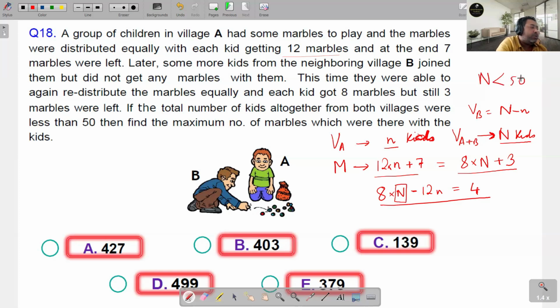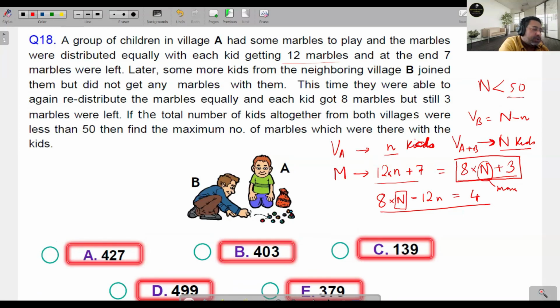And it is asking you to find the maximum number of marbles which were there with the kid. Find the possible maximum number of marbles which were there with the kid. Now you see here that the number of marbles is 8 times n plus 3. It's a function of n. So if n is maximized, the maximum can be 49. It cannot be 50, right? Then we get the total number of maximum marbles as well.